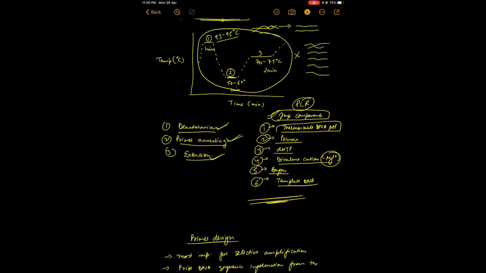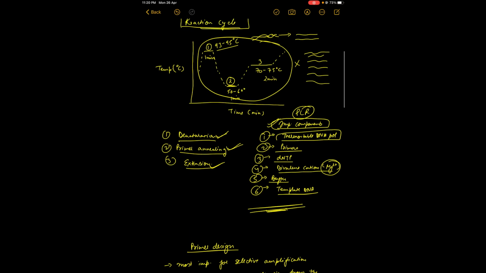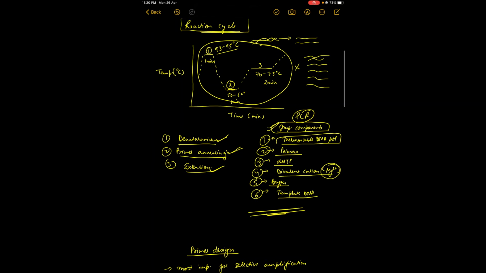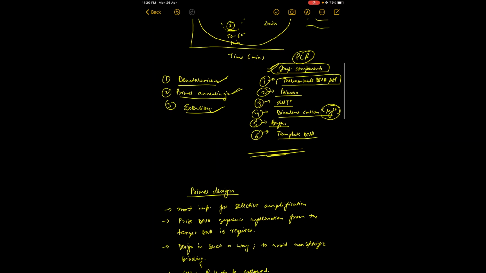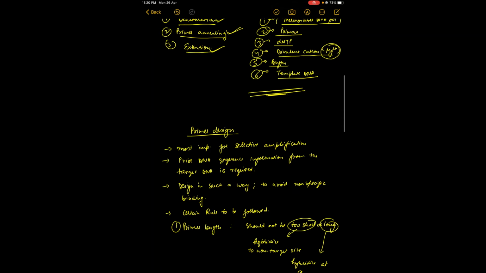Okay, and after this there is an important thing that we should know, that is the primer designing. What is a primer? Earlier we discussed this is the template DNA, and in this template we require some precursors so that they get incorporated at these locations and then start the synthesis of the fragment. Okay, and after this we can get our various copies.